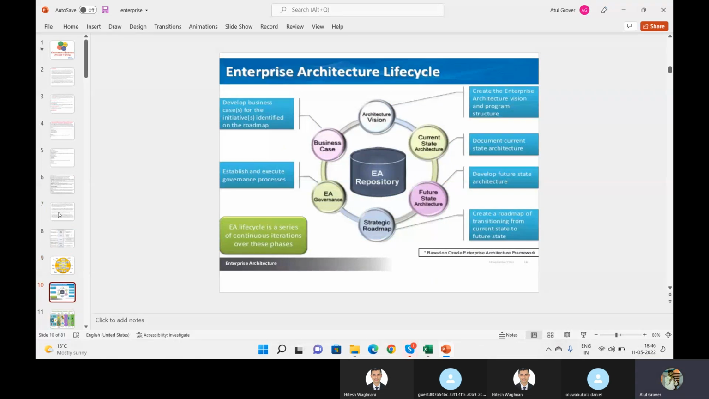So this is the overall picture of enterprise architecture, how it should look. We have a vision, we have a current state, we have a future state, we have a roadmap, we have governance, and lastly we have a business case. What we discussed on the top, I copied from the net and put it here. It's too old. It's 2013. So it's 10 or 12 years old.